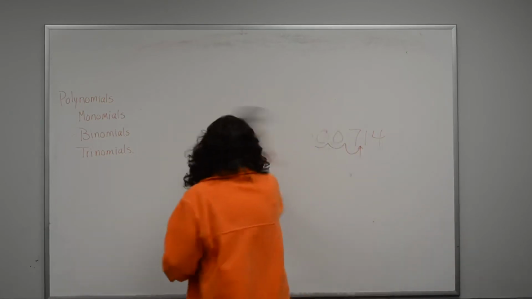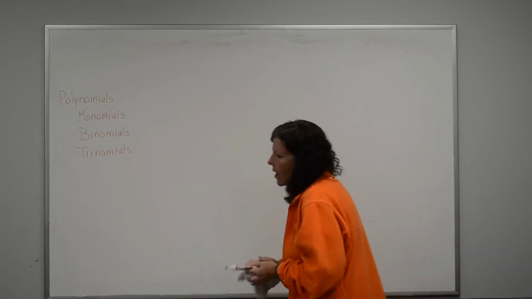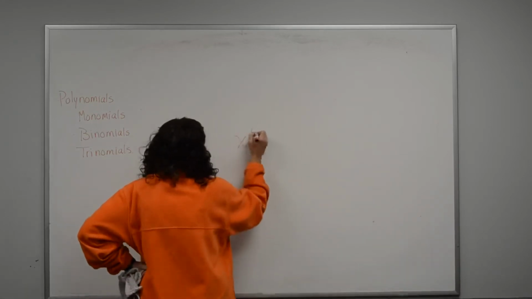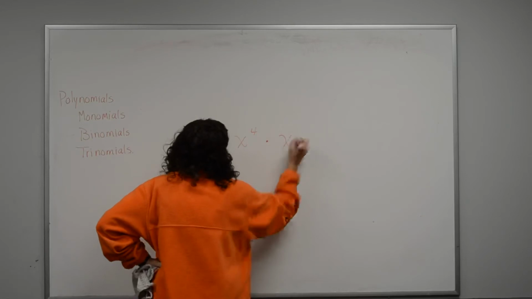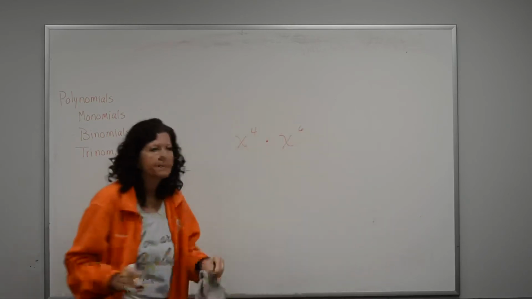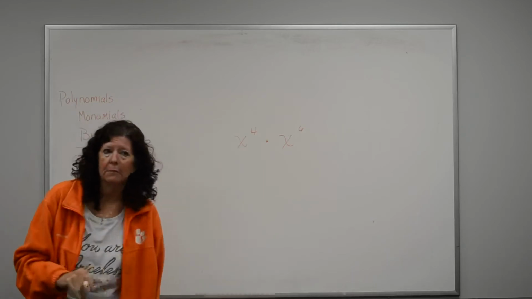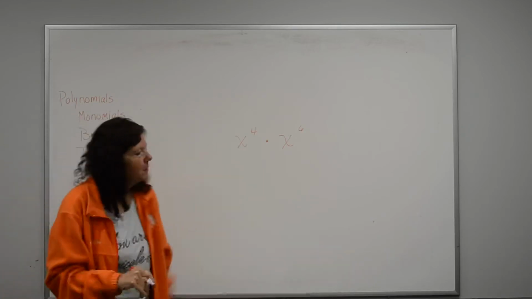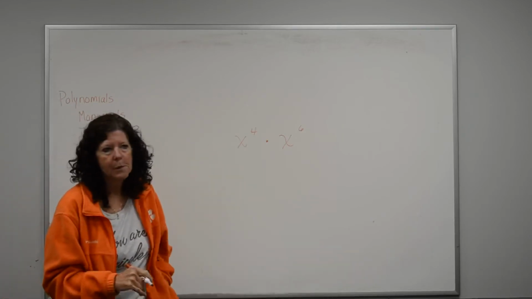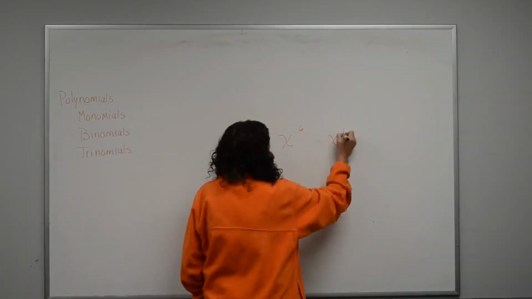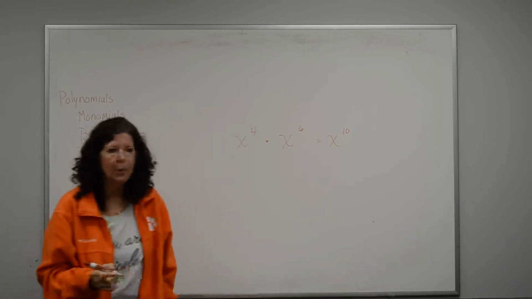All right, let's go back to our monomials here. What if I have that? Okay, those are both monomials, right? In fact, this whole thing is really a monomial. So how do I multiply those two things together? Add the powers. I add the powers. So this is x to the 10th power.